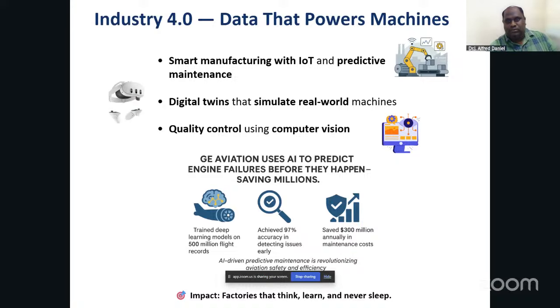So that is important. IoT is a very predominant aspect related to Industry 4.0. Smart manufacturing with IoT, where data science plays a key role for predictive maintenance. Next come the digital twins that simulate real world missions.